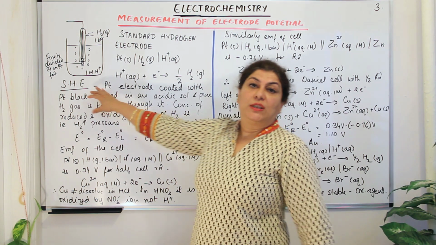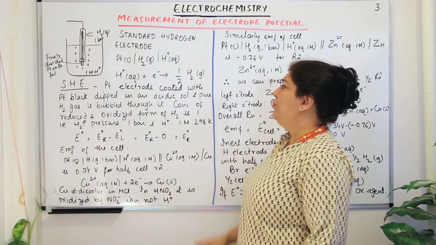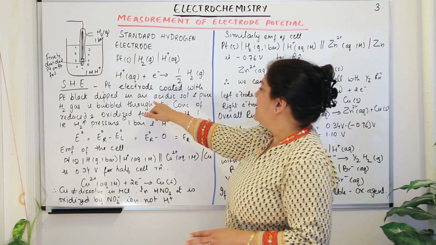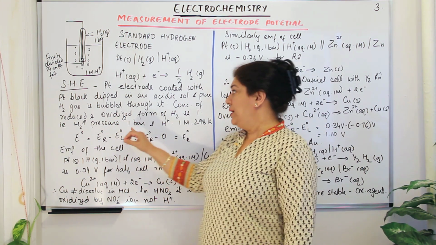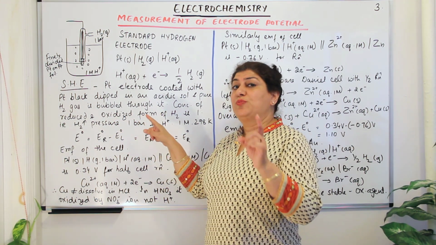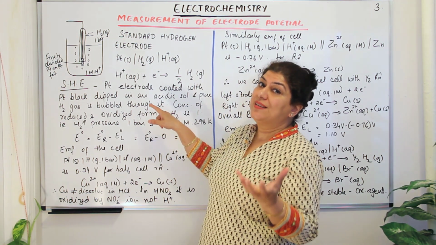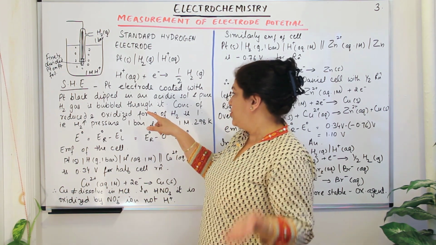Now I have explained what the standard hydrogen electrode is here. It is a platinum electrode which is coated with platinum black, and it is dipped in an acidic solution, and pure hydrogen gas is bubbled through it. And it is this pure hydrogen gas which is the actual electrode. The platinum is only a surface, it is like a catalyst, it is giving you a platform to act on.